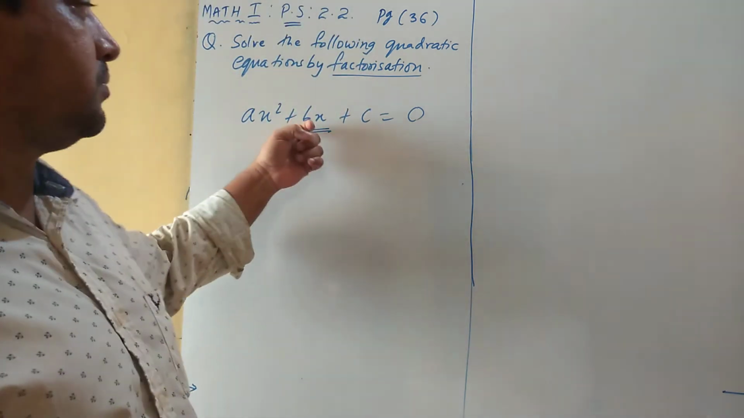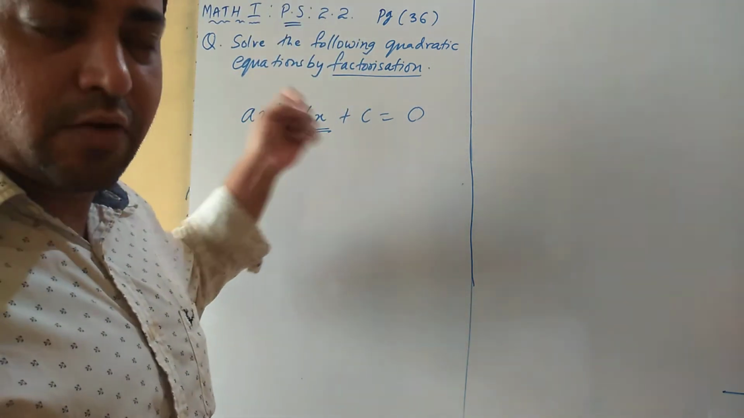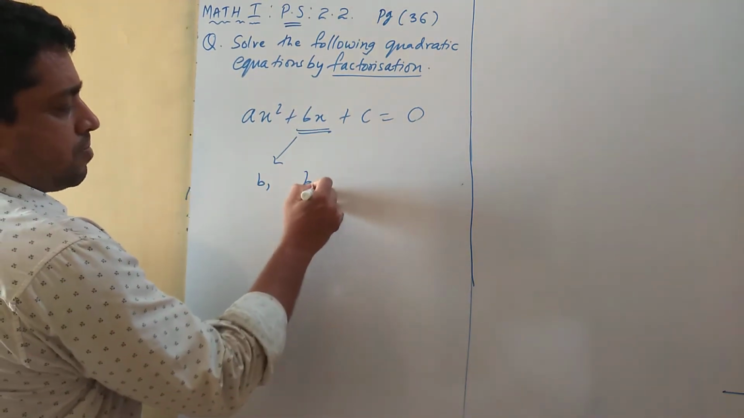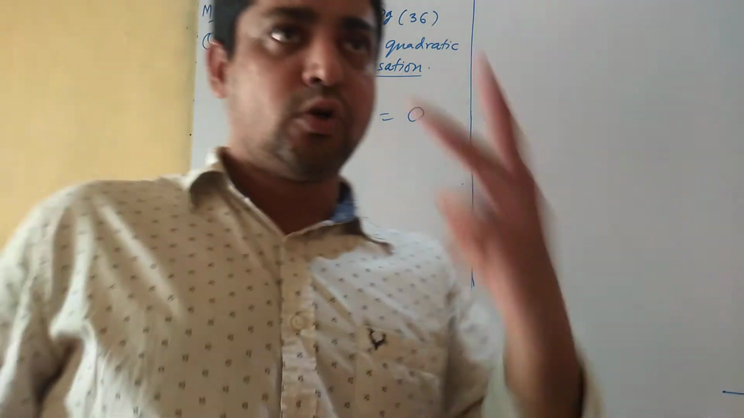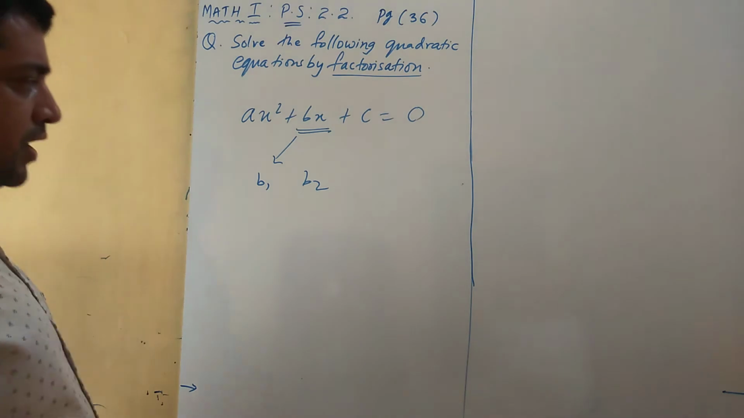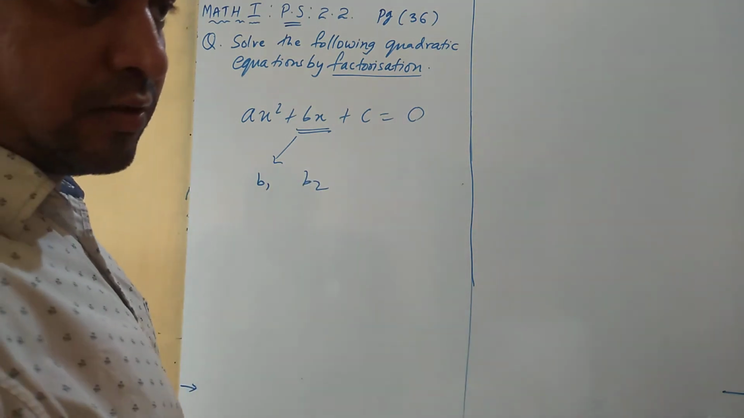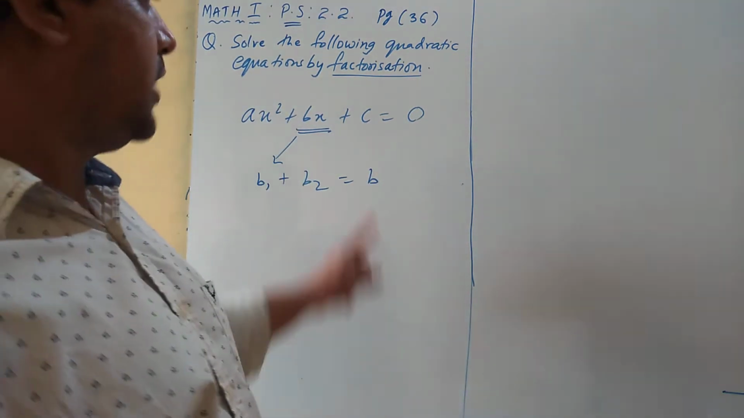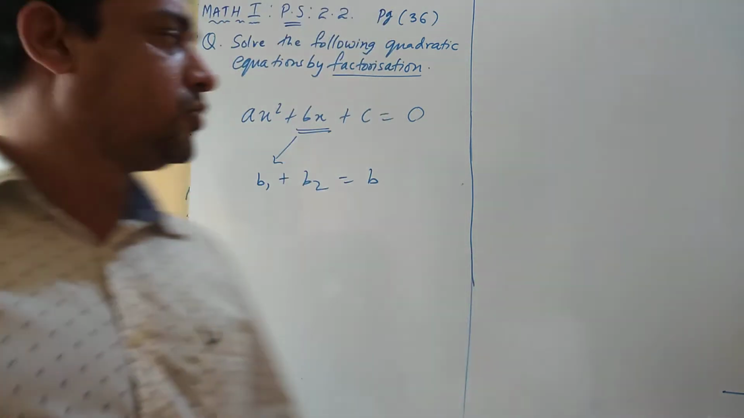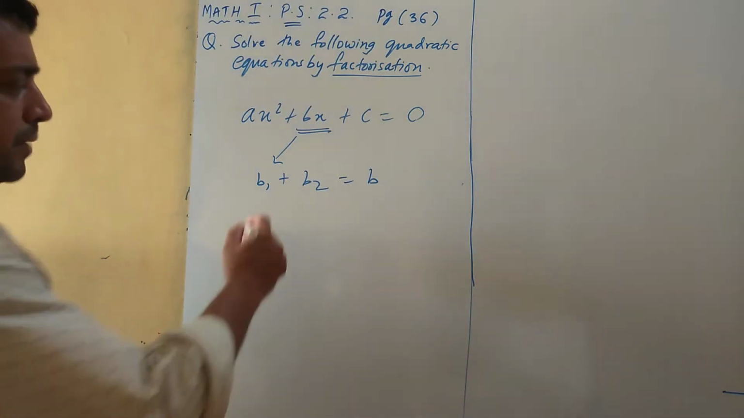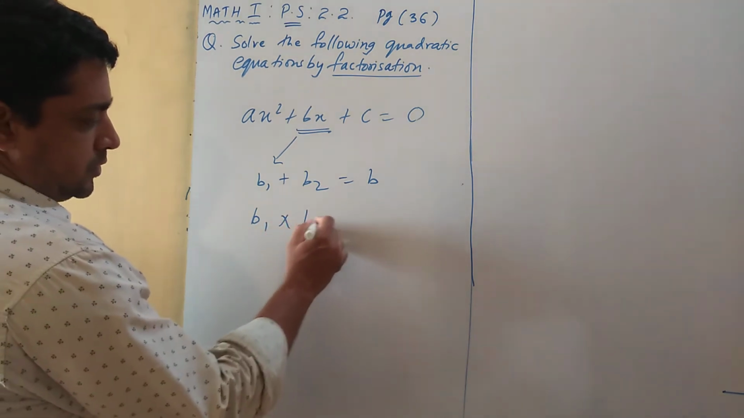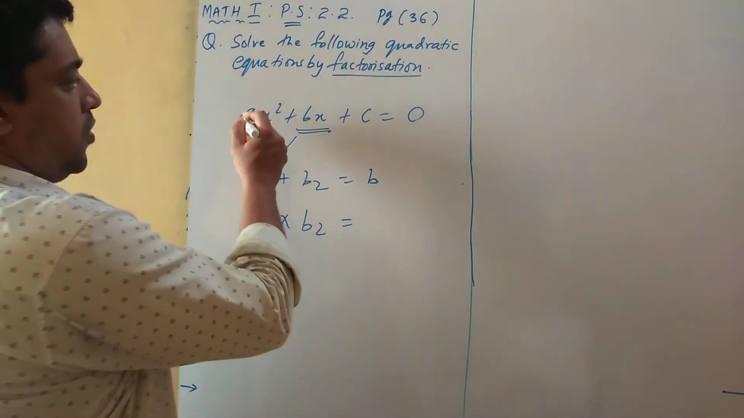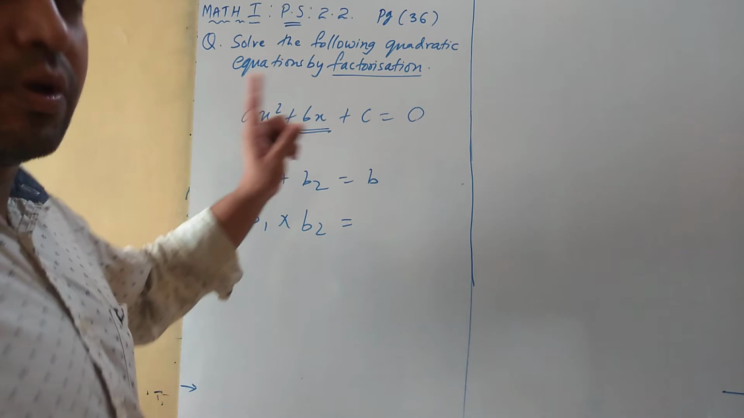The coefficient of the middle term, which here is b, I'll split as b1 and b2. I'll get two numbers such that when I add them, or even if I subtract them, I should get b. I can subtract also, but I should get b. When I add or subtract, I should get the middle term. But when I multiply b1 and b2, I should get the product of the first and third term of the given quadratic equation.